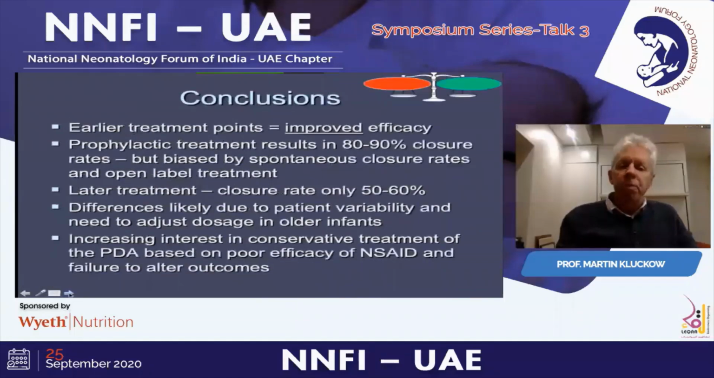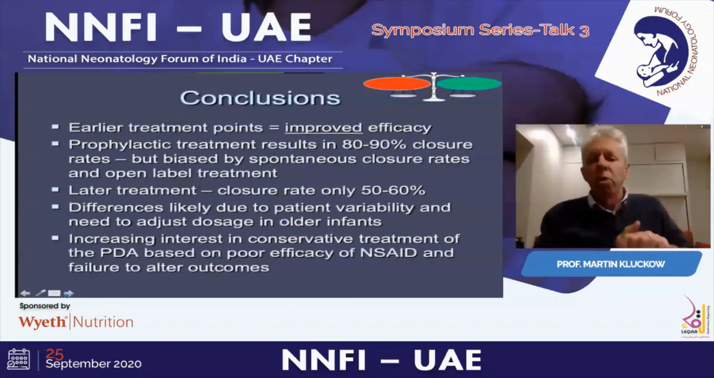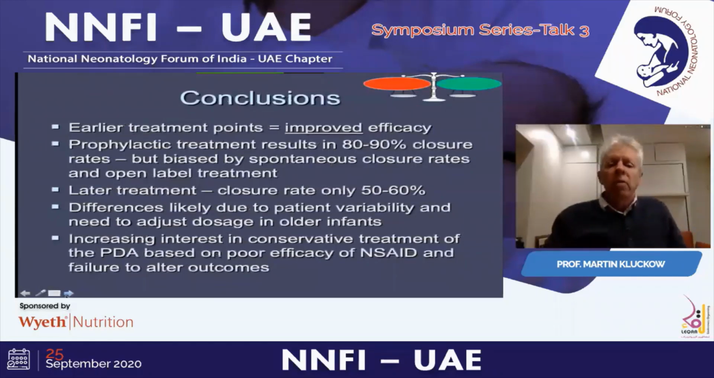So I'd just like to sum up in conclusion some of the things we've looked at today. Earlier treatment points appear to give improved efficacy, and maybe we should be thinking about early treatment, but to do that we need to identify babies who really need the treatment. We know that prophylactic treatment results in 80 to 90% closure rates, and it's biased though by spontaneous closure rates and the open label treatment received in many trials. Later treatment closure rates are reduced down to only 50 to 60%. Differences are likely to be due to patient variability and the need to adjust dosage in older infants.